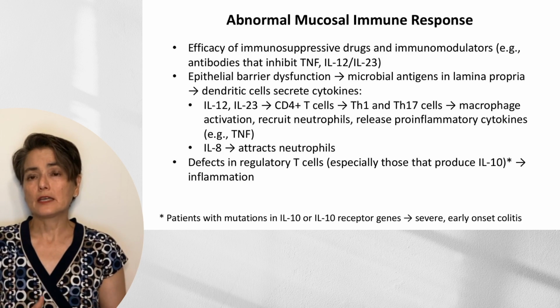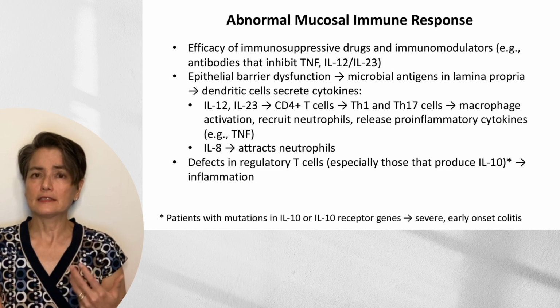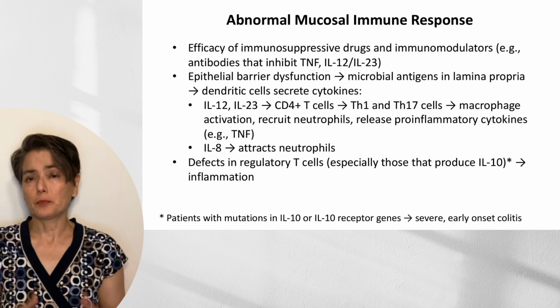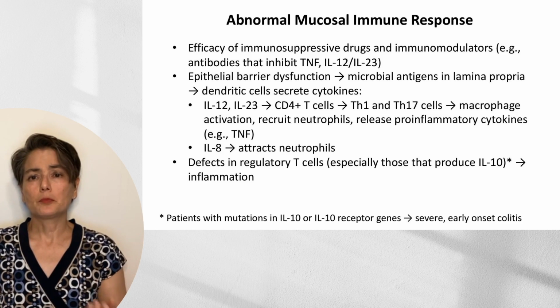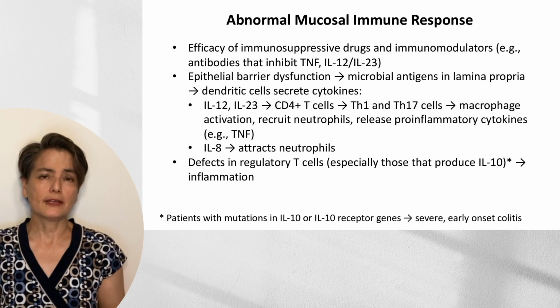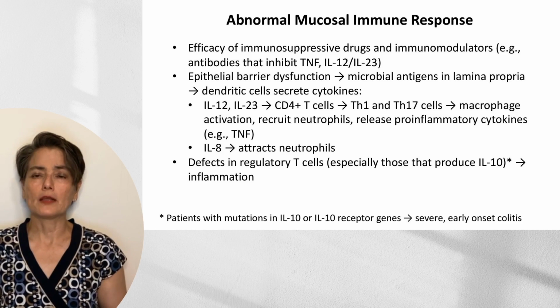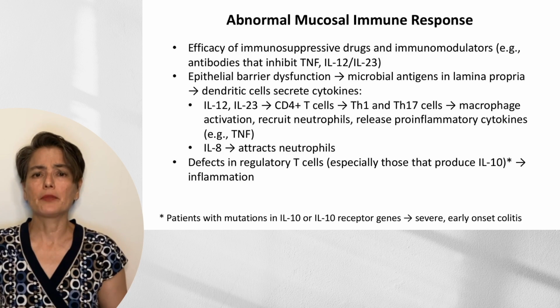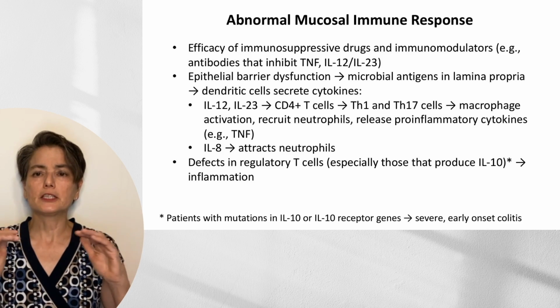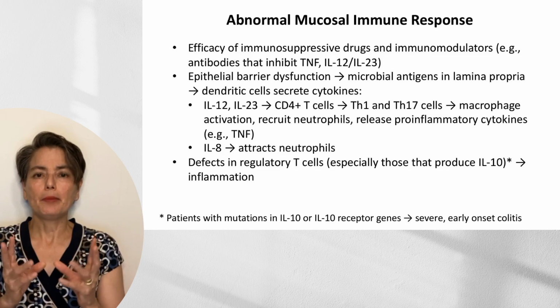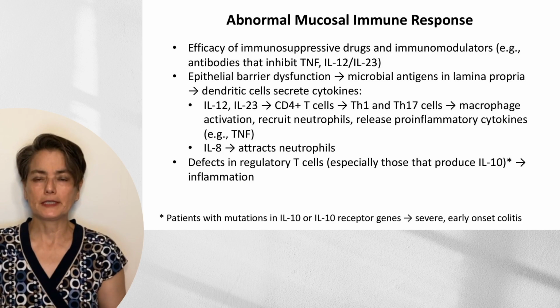Now we know that inflammatory bowel disease has to do with a dysregulation of the immune system, because if you suppress the immune system, patients tend to do better. So we know that immunosuppressive drugs and immunomodulators, such as antibodies that inhibit tumor necrosis factor, IL-12 and IL-23, improve disease for patients. And I'm going to talk about epithelial barrier dysfunction in a moment, but when you have that, microbial antigens enter the lamina propria and they're picked up and processed by dendritic cells.